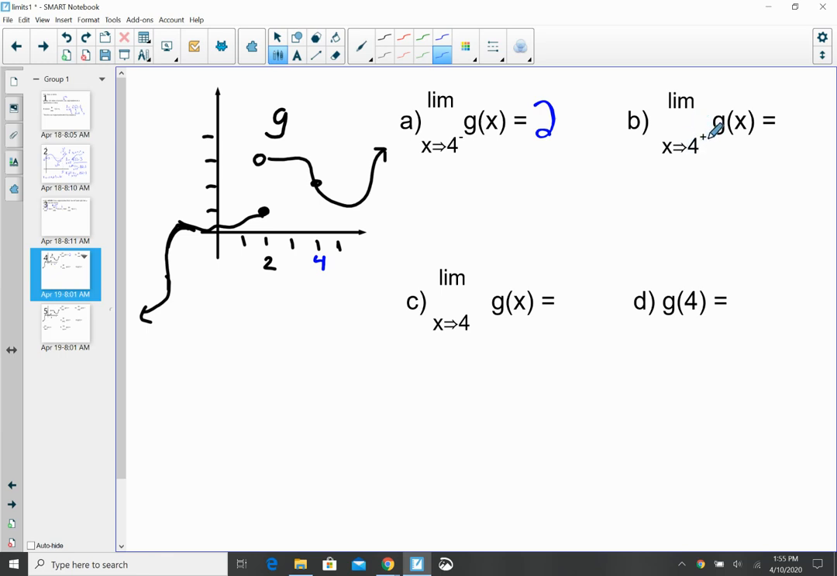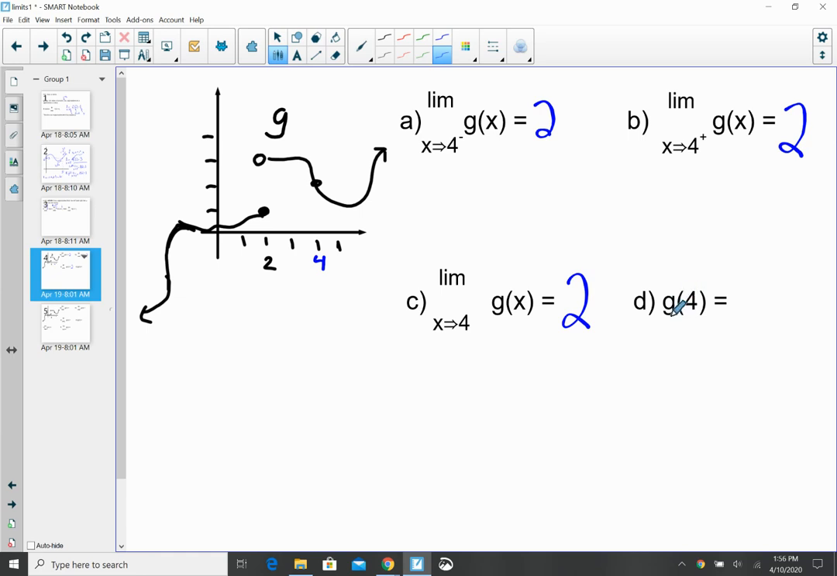Now, part B of this is, as you approach from the right, here's the right. As you approach from the right, what are you getting closer to? It looks like you're getting closer to the number 2 from the right. Now, since both the left and the right are the same number, then the answer is 2. The limit exists, and it equals that same number.